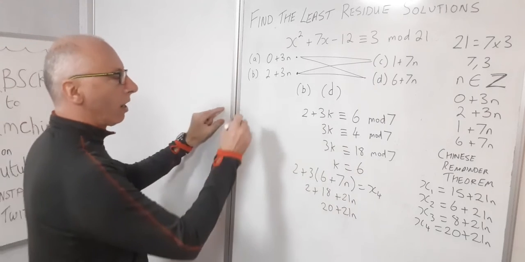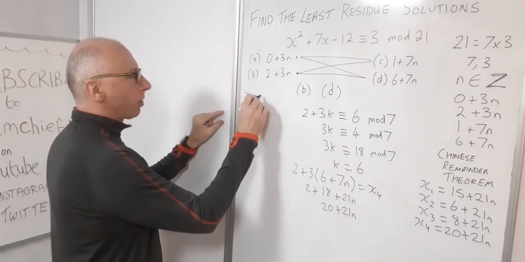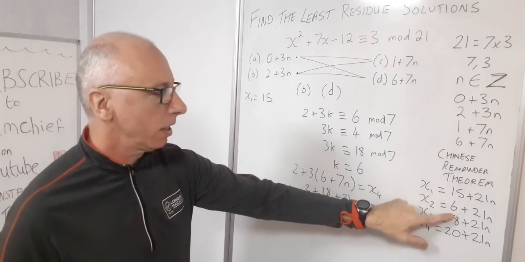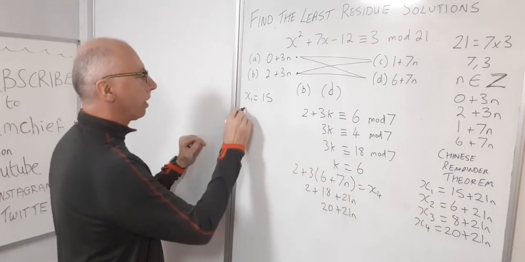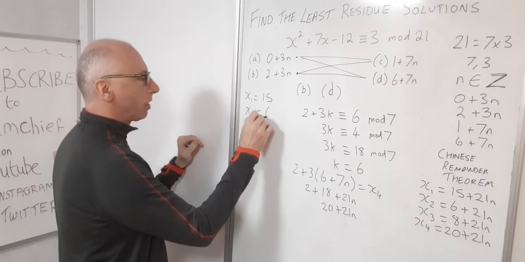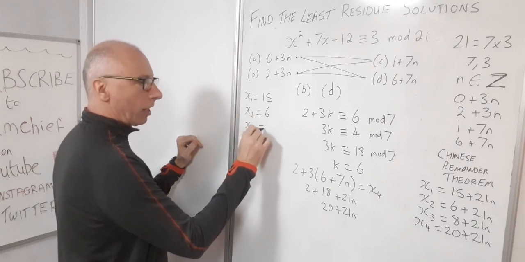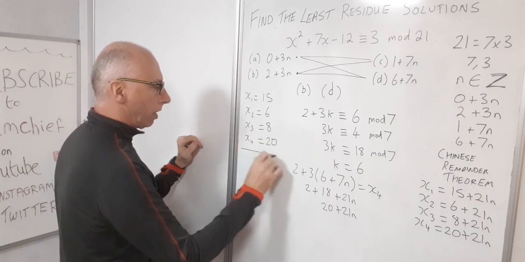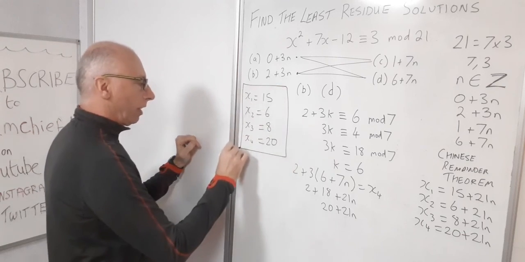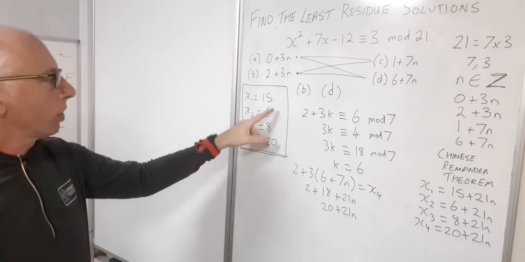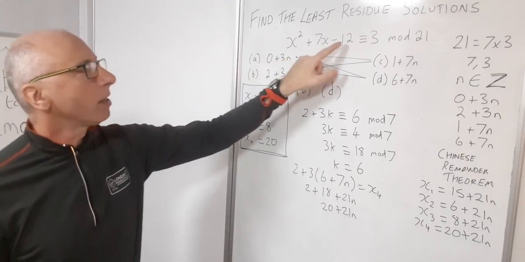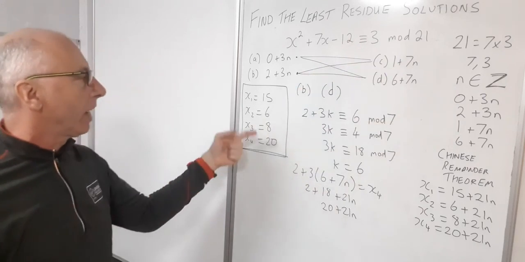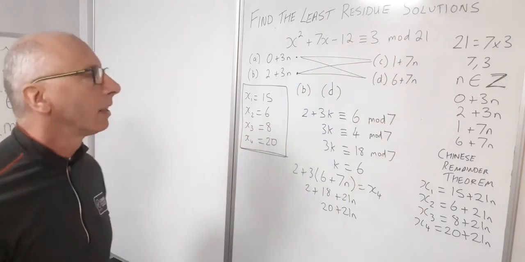So our answers are x1 equals 15. That's our least residue value here. And 6, 8 and 20 for here. So now x2 will be 6. x3 equals 8. And x4 equals 20. And that is our answer. So if you plug those 4 values into this quadratic modulus 21, that should be valid solutions. I'll let you check that. Okay.